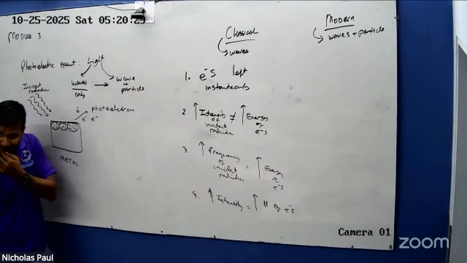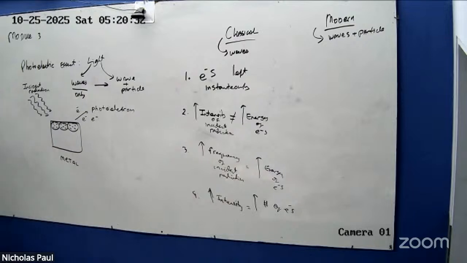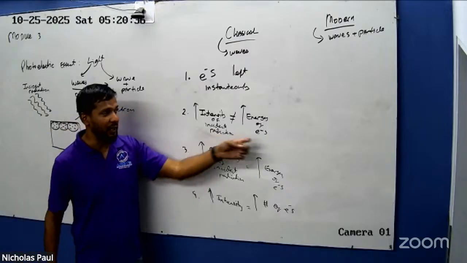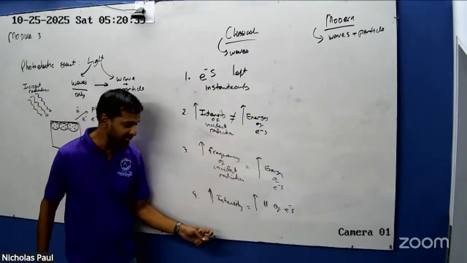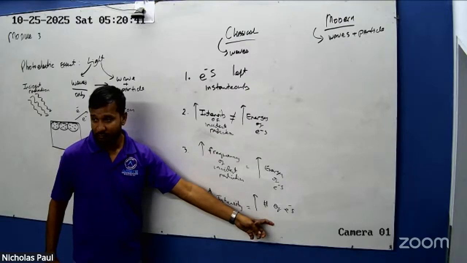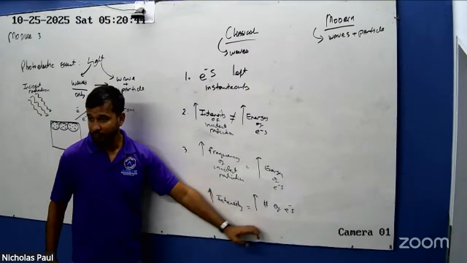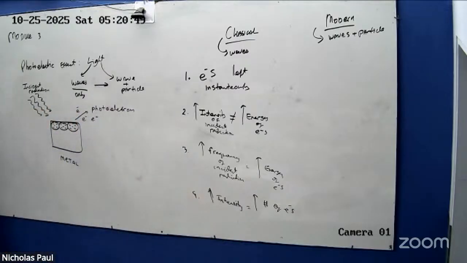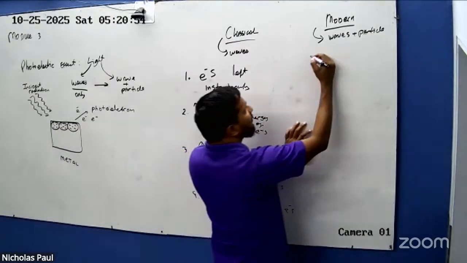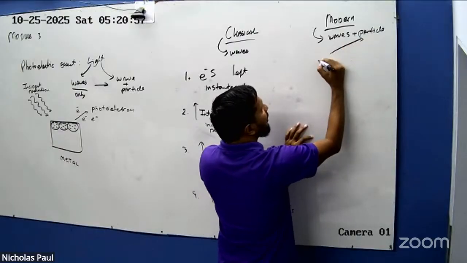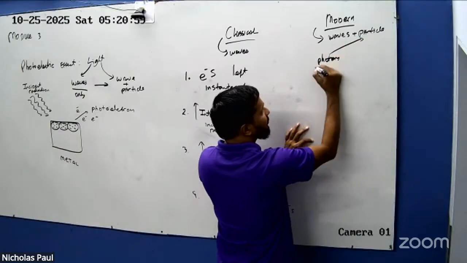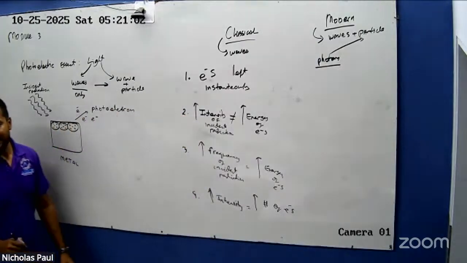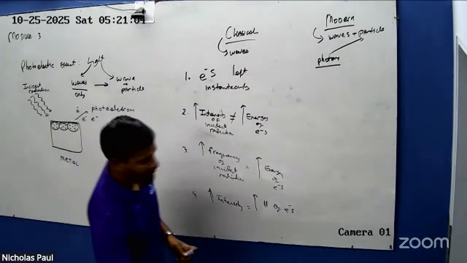Out of everything, one thing was correct. Technically, right? But technically this was wrong, because they thought intensity would have changed this, but instead intensity changed this. Are you okay with that? So here's what Einstein proposed. Einstein proposed the concept of photons.